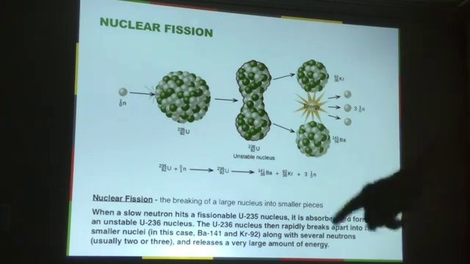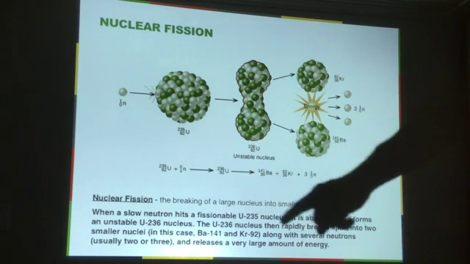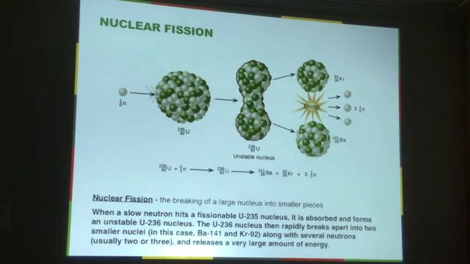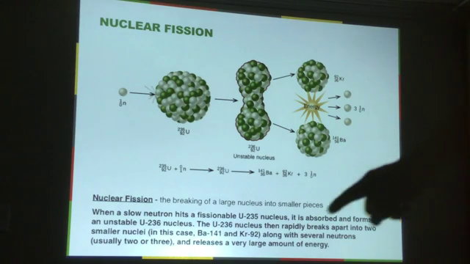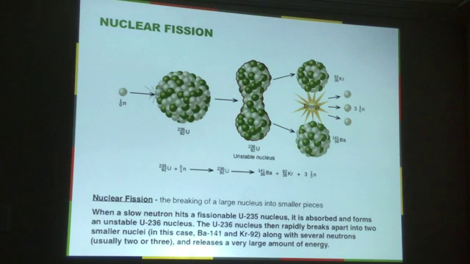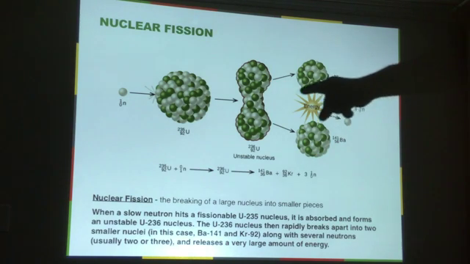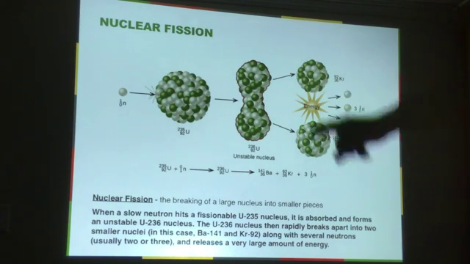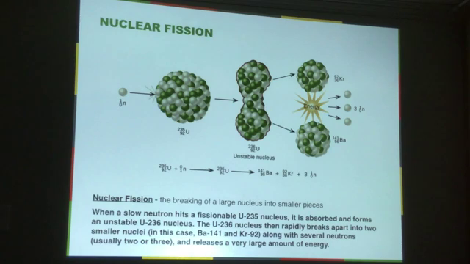It is usually the case that you start out with a very large nucleus that breaks into two not necessarily equal smaller pieces. And then there's usually some leftover or subsequent neutrons that are also produced, and there's also always energy that's produced in this process.